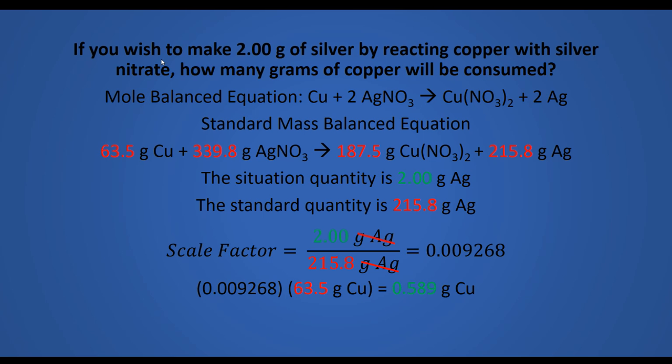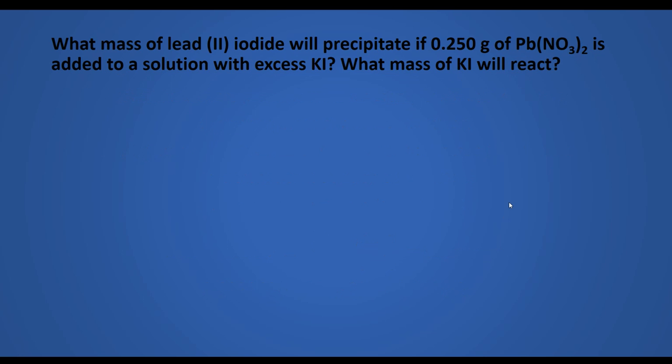So this is a standard mass question. I was given the mass of one chemical and asked to determine the mass of another. So if I want to make 2 grams of this stuff, silver, I need to put in 0.589 grams of copper. Let's look at another one.